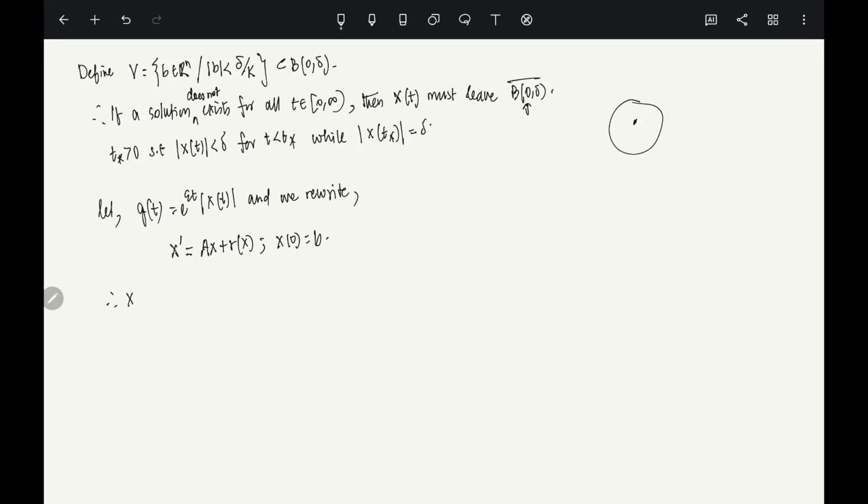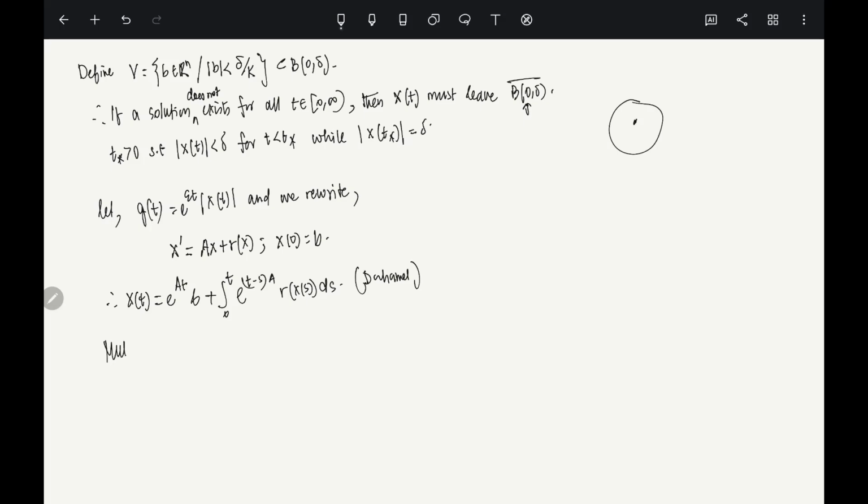So therefore, what is x(t)? It is e^(At) times x naught, which is b, plus the integral from 0 to t of e^(A(t-s)) r(x(s)) ds. Is it okay? That's what x(t) is, right? By Duhamel, if you remember Duhamel's principle. Why? Because in this case, what is the fundamental solution? It is e^(At), right? Okay. So now we multiply this particular equation by e^(εt).